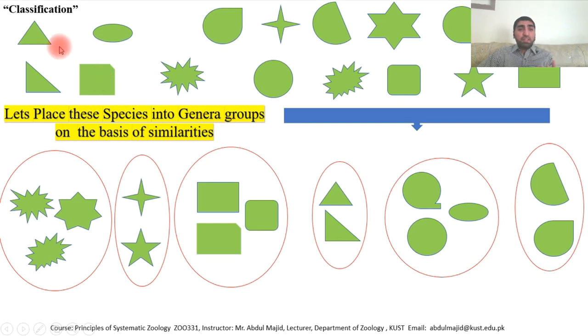So these were different objects, these were 1 2 3 4 5 6 7 8 9 10 11 12 13 14 15 16. These were 16 objects, but we placed them in 1 2 3 4 5 and 6. So the number 16 was reduced into 6. How? On the basis of certain similarities, we placed them in similar groups.